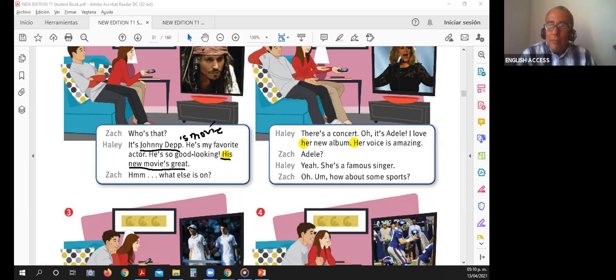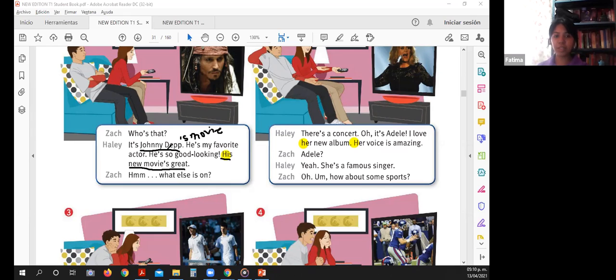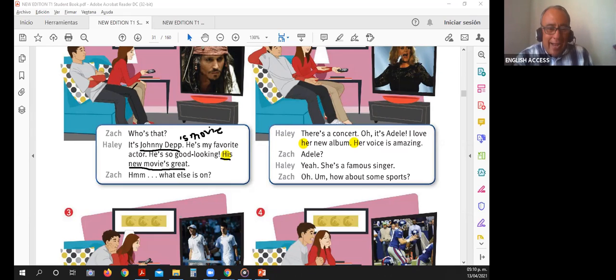¿De quién sigue siendo la película? De Johnny Depp. Y aquí, si se fijan, estoy añadiendo al nombre el apóstrofe S. It's Johnny Depp's movie. ¿De quién es la película? De Johnny Depp. Aquí, his new movie is great. Su nueva película es grandiosa. Aquí estoy poniendo los dos ejemplos que estamos usando.